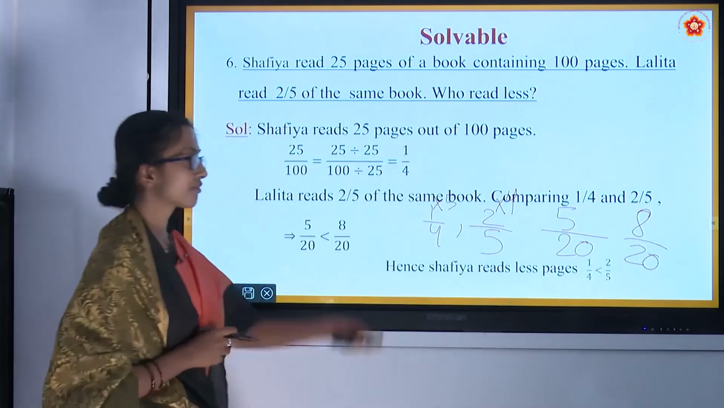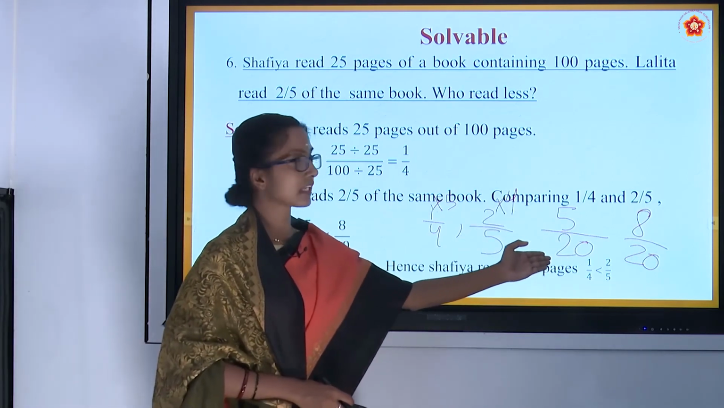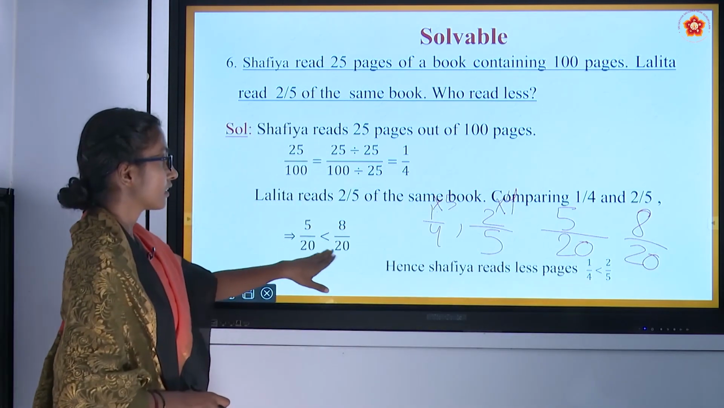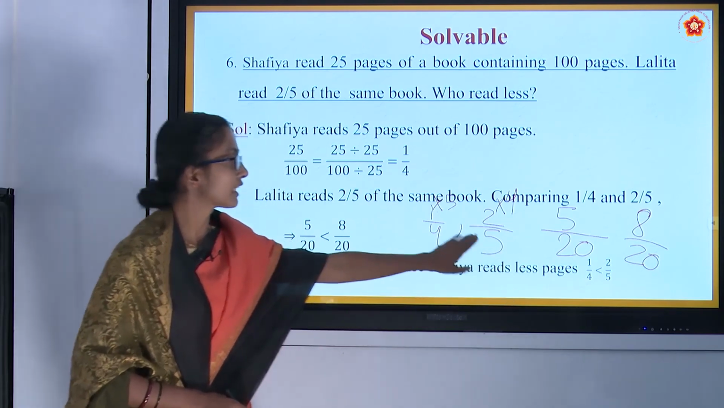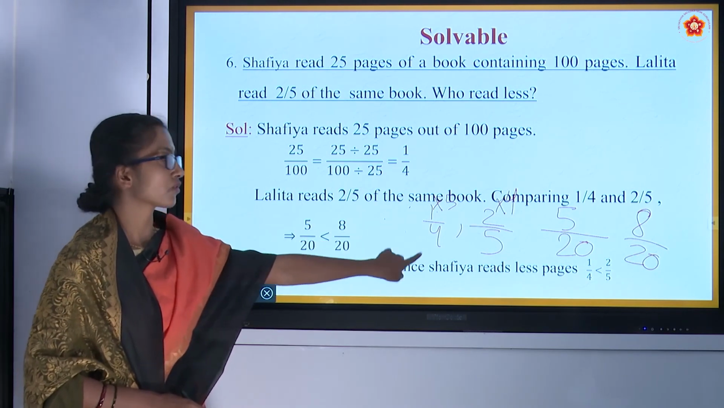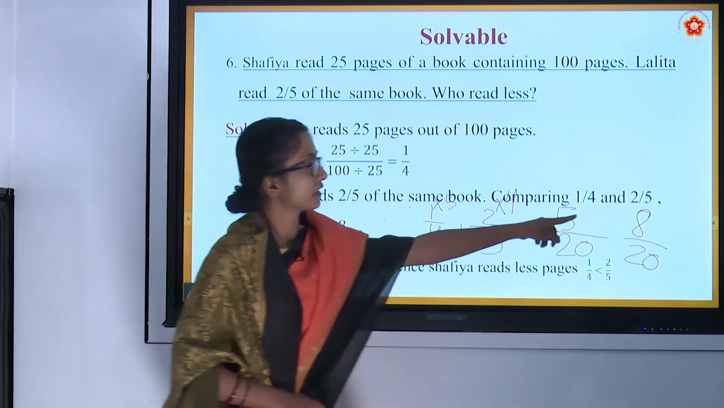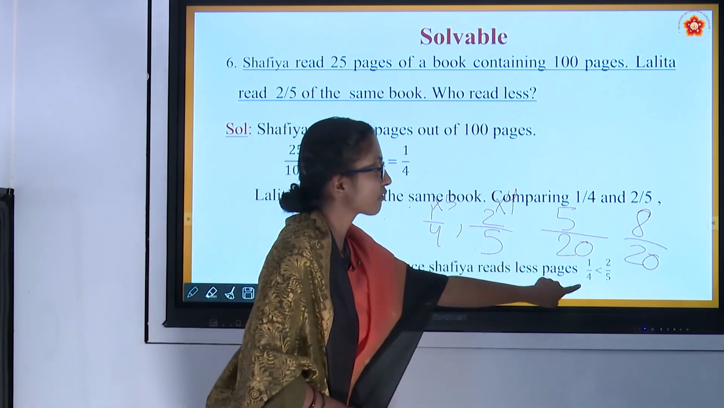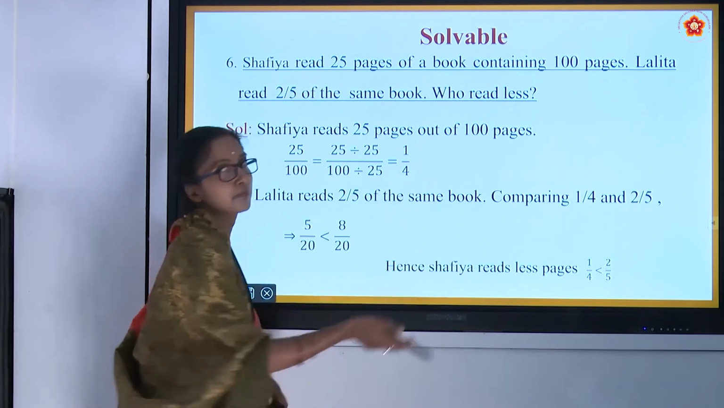When we compare 5 by 20 and 8 by 20, 5 by 20 is obviously less than 8 by 20. Hence, Shafia reads fewer pages. 5 by 20 is nothing but originally it was 1 by 4. This 8 by 20 is nothing but initially it was 2 by 5. So 1 by 4 is less than 2 by 5. That means Shafia reads fewer pages.